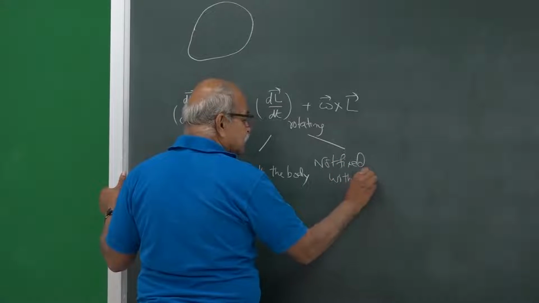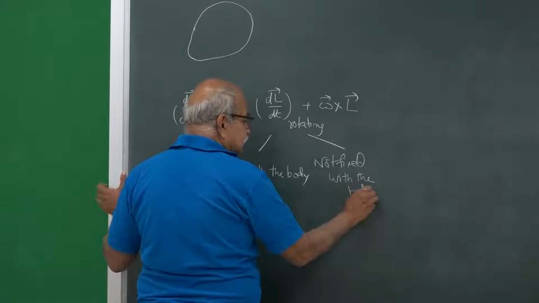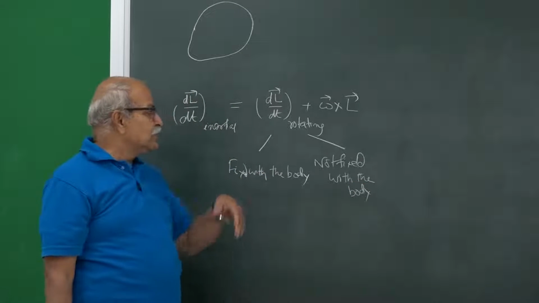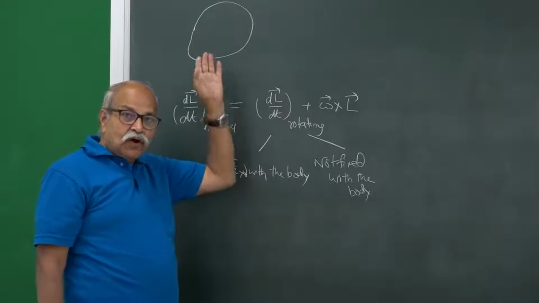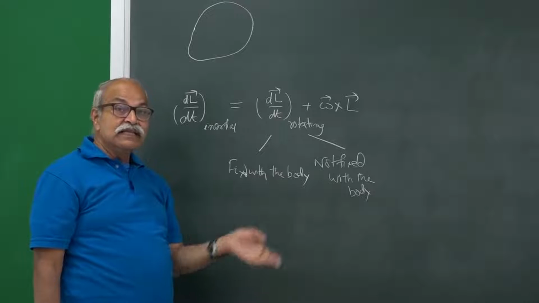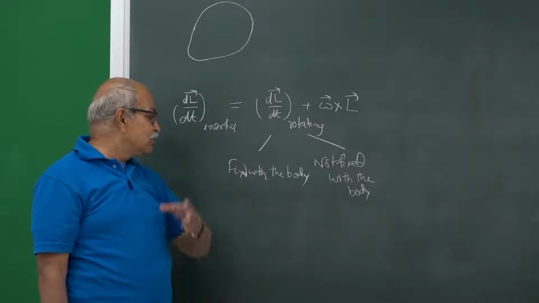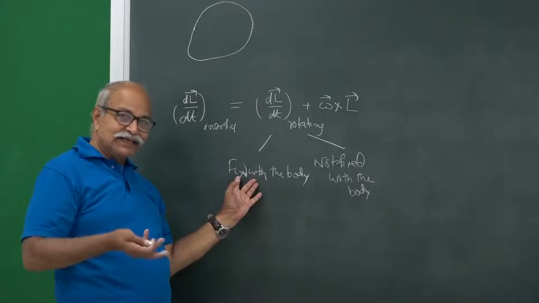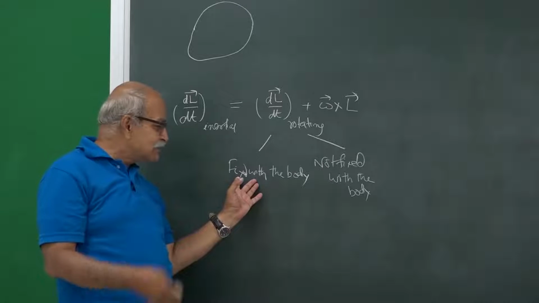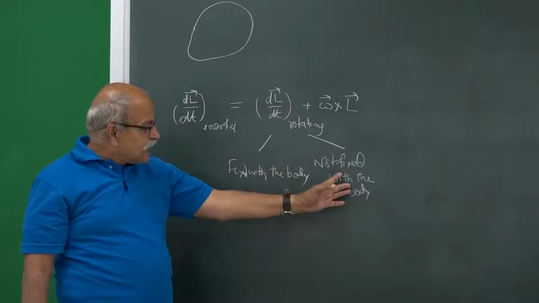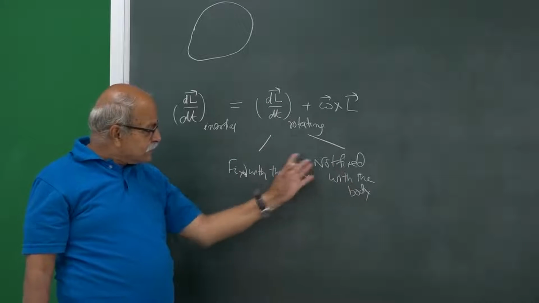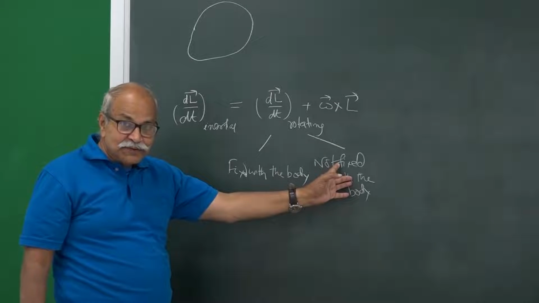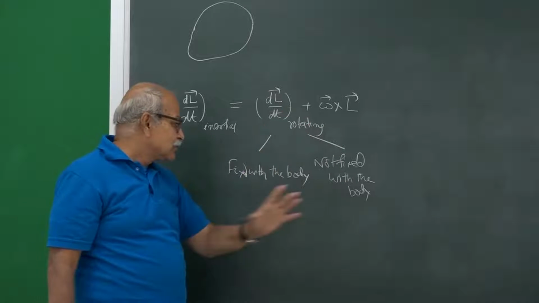So, depending on the situation, we can use an inertial frame or a rotating frame. In the rotating frame, we can either use a frame which is fixed with the body, which rotates with the body, and with respect to the body the frame is fixed, or we can have a rotating frame, but the body is not fixed in that frame also. So, that can also be used.